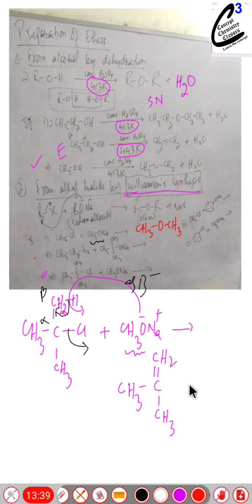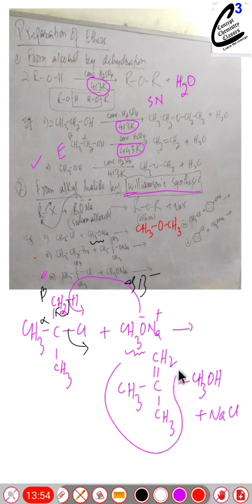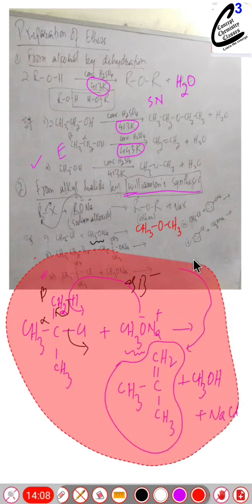This is an alkene, and along with this alkene, we will have methanol, because CH3O minus abstracts this hydrogen, so methanol is one of the byproducts also, plus NaCl. So this alkene will be our major product for this particular reaction. Okay, this is the product here. Now let us move to the next reaction.